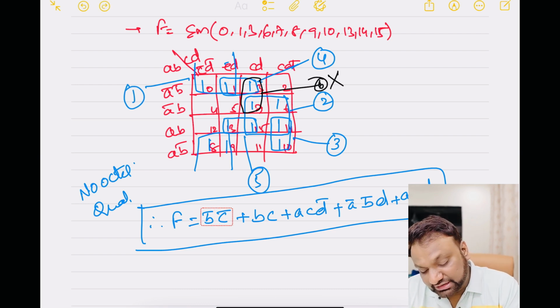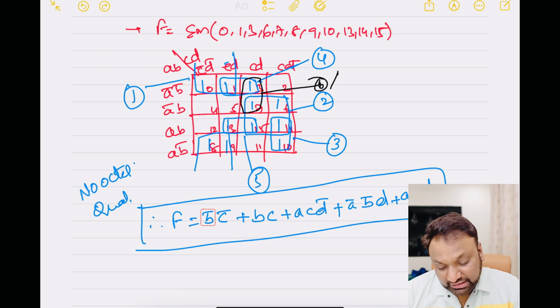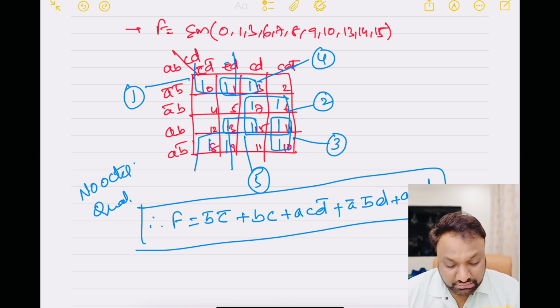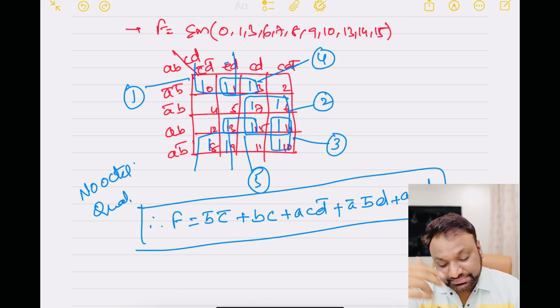Because these ones are already mapped, if you map them again you will get another sum of products term, which is not required. Your aim should be that all the ones are mapped, and there is no need of repetition if all the ones are mapped.